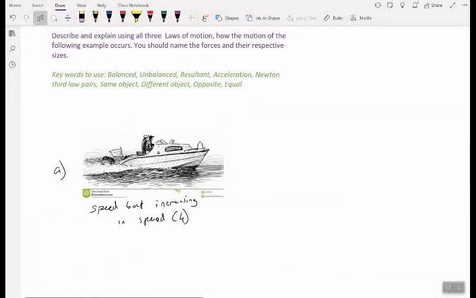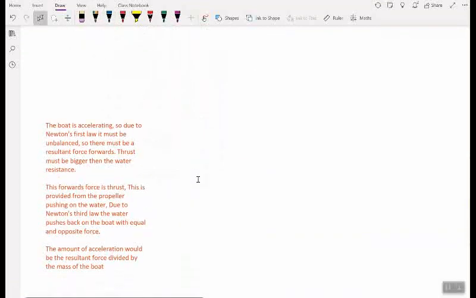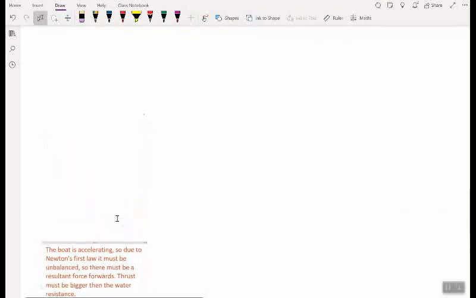Well, we said that if there's a propeller or something here, it's pushing that water backwards, and due to Newton's third law, it's feeling a reaction force forward. So the forward force is thrust. This is provided from the propeller pushing on the water. Due to Newton's third law, the water pushes back on the boat with equal and opposite force. So the propeller pushes on the water, and then the water pushes on the propeller with equal and opposite force.